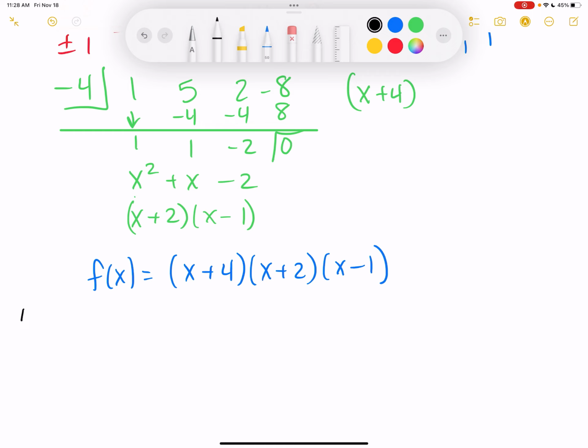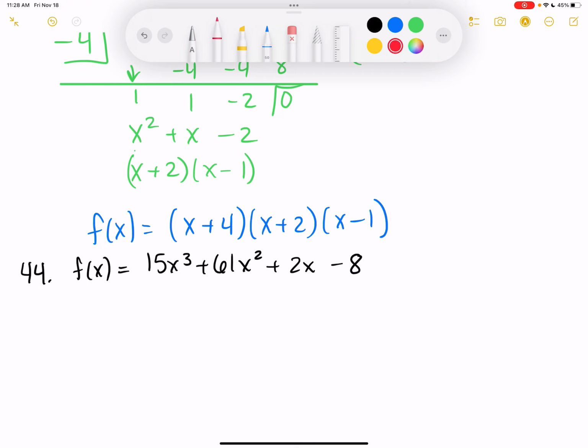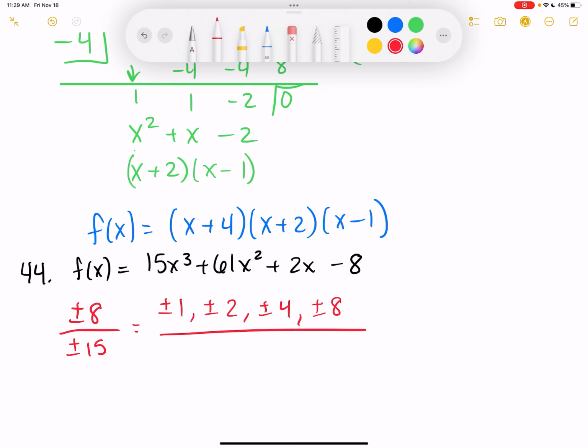For number 44, I may not actually go all the way out, but I am at least going to set it up for you. F of x equals 15x cubed plus 61x squared plus 2x minus 8. So we need to find the possible zeros first. So we're going to do plus or minus factors of 8 over plus or minus factors of 15. Factors of 8 are plus or minus 1, 2, 4, 8. Factors of 15 would be plus or minus 1, 3, 5, and 15.